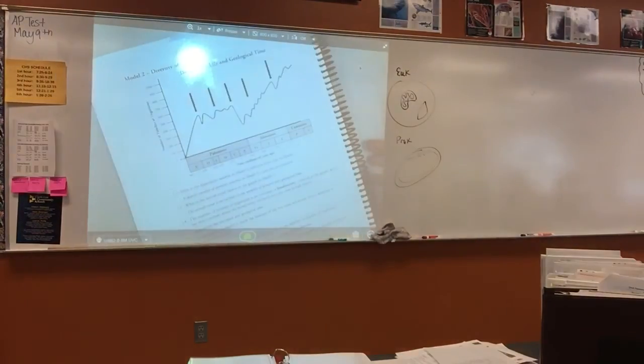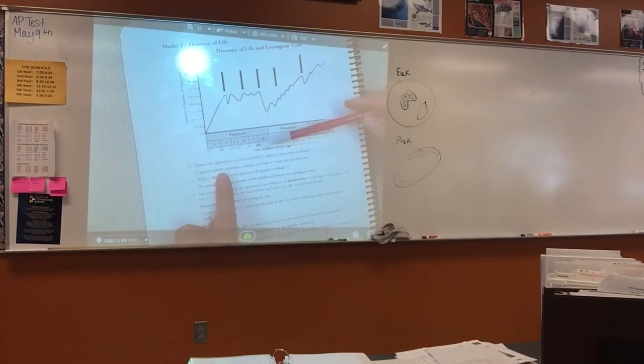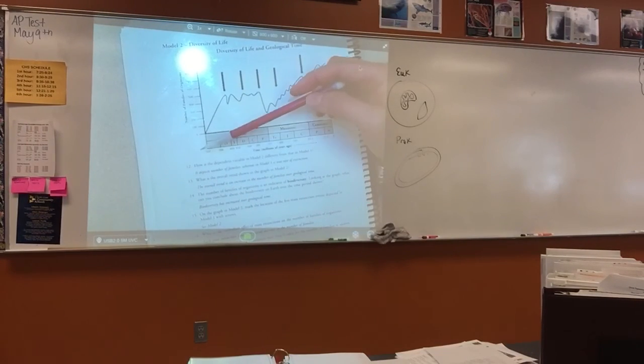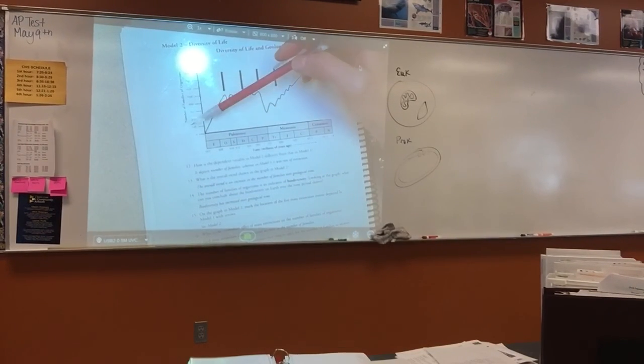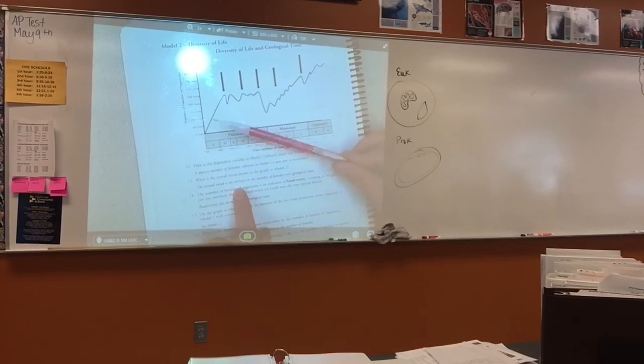All right, and last one. Diversity of life. This, for 12, this graph is different than the last graph. The x-axis is the same, but instead of extinction rates, we have the number of families. So the higher peaks here mean that there's more families and therefore greater diversity. For 13, the overall trend here is an overall increase in the number of families over time.